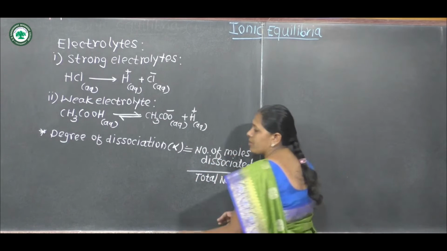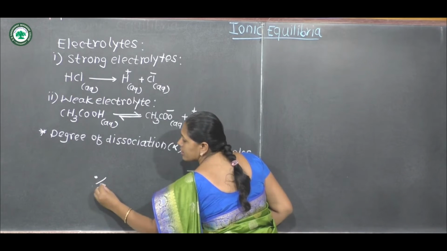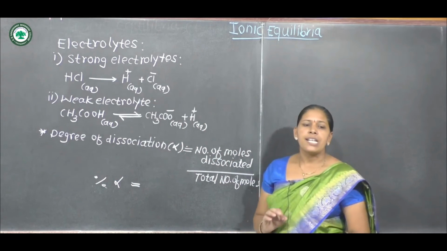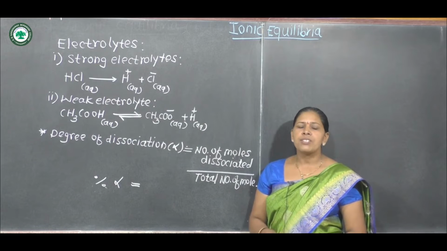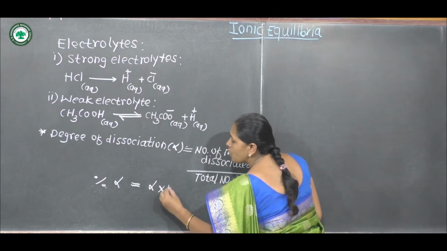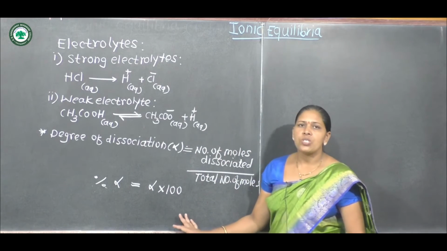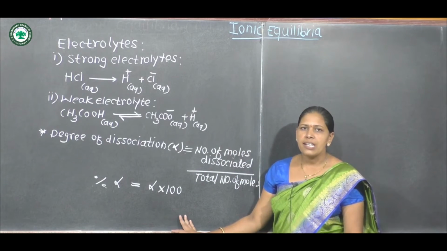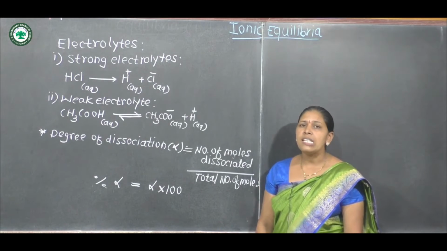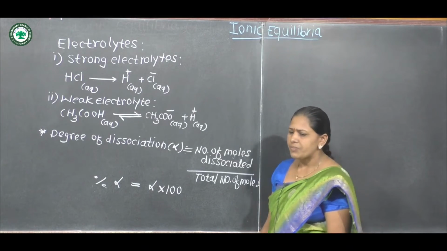Then what is the percent degree of dissociation? Percent alpha, it is also called percent alpha. Percent alpha is equal to alpha into 100. Degree of dissociation multiplied by 100, then you will get percent alpha, that is percent degree of dissociation.